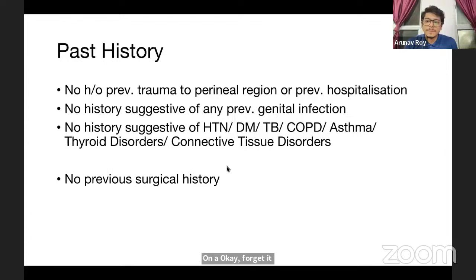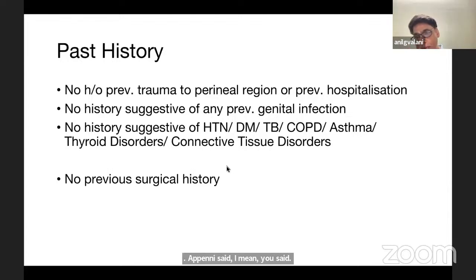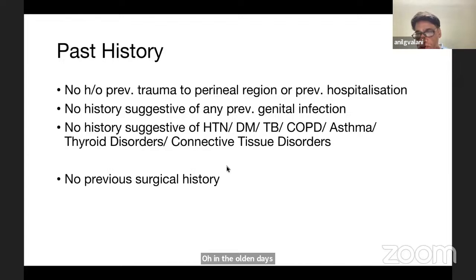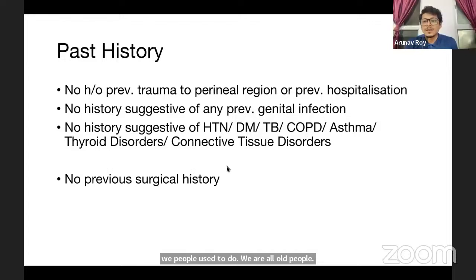Why are you specifying appendicectomy? Appendicectomy can produce inguinal hernia? Sir, currently no, sir, because we use a muscle splitting incision. Oh, in the olden days, previously, what did people used to do? We are all old people. So we were producing all hernias. There was no laparoscopy at that time.